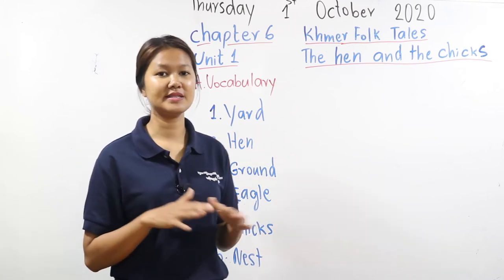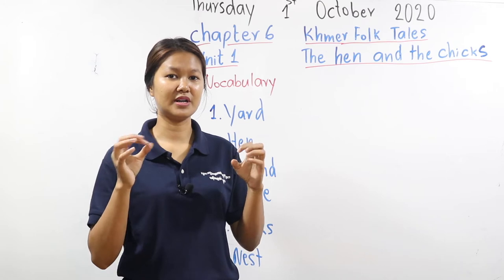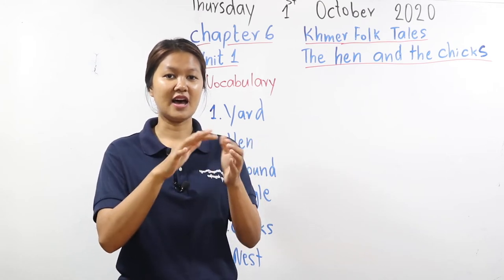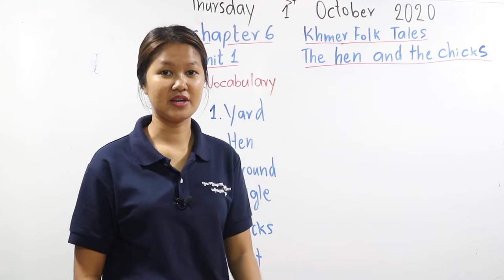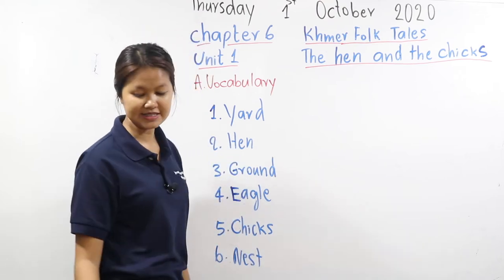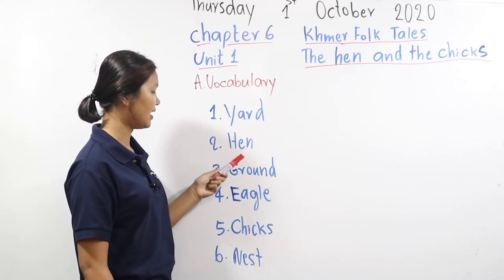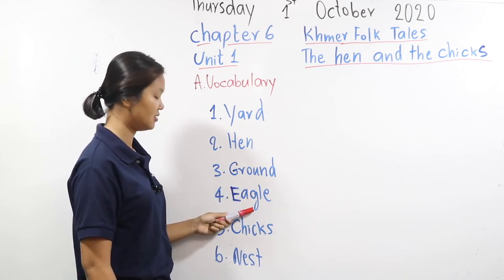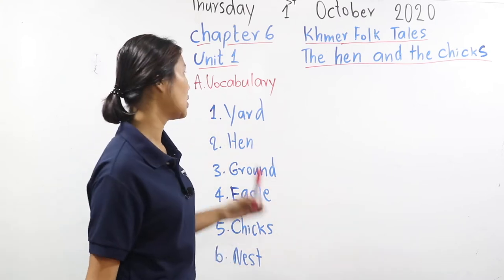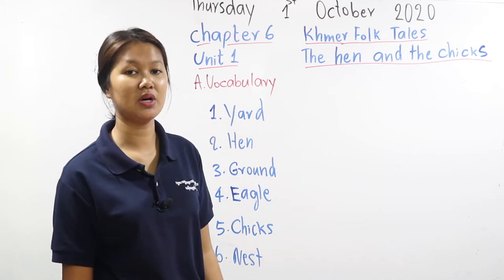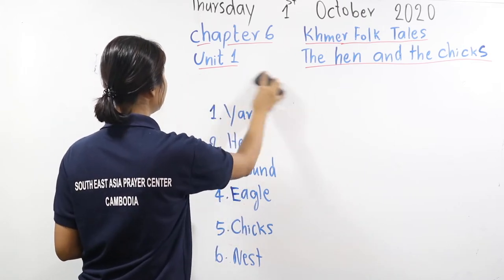Nest is where the birds stay. For example, if we have like birds, and then they will lay egg on that, and on the tree they have kind of circle. They made their own nest also, birds. Okay, so now let's read one more time together. Yard, hen, ground, eagle, chicks, nest. All right, so these are our vocabulary words today.